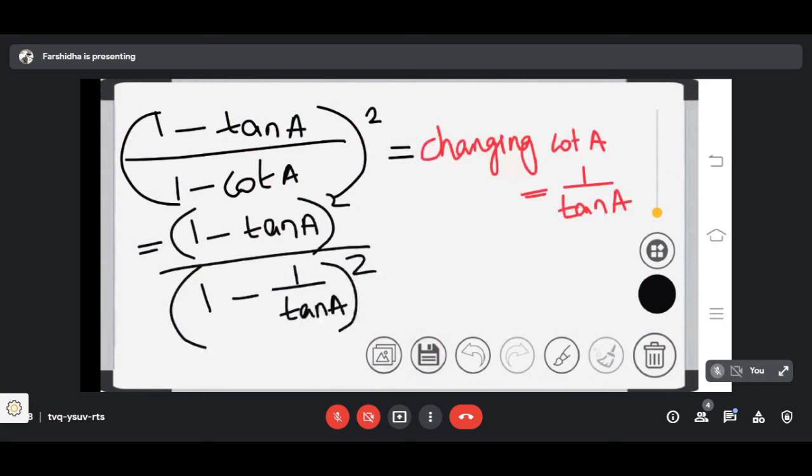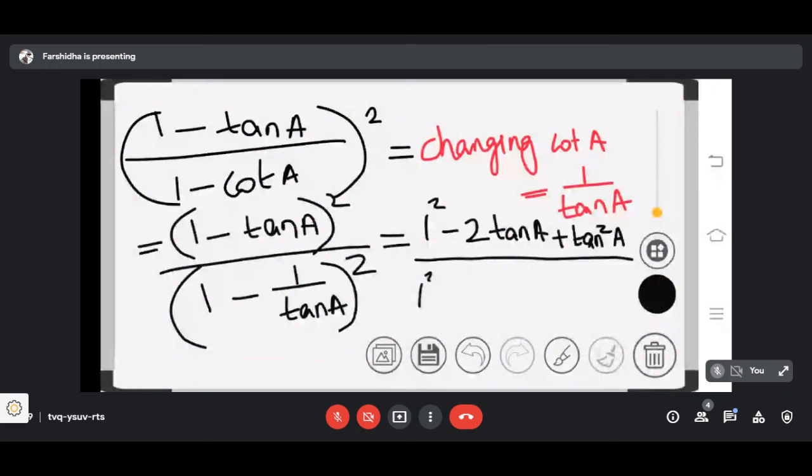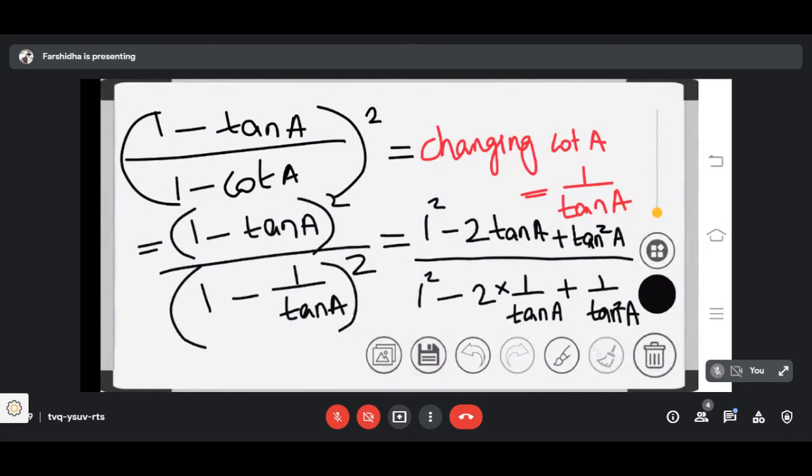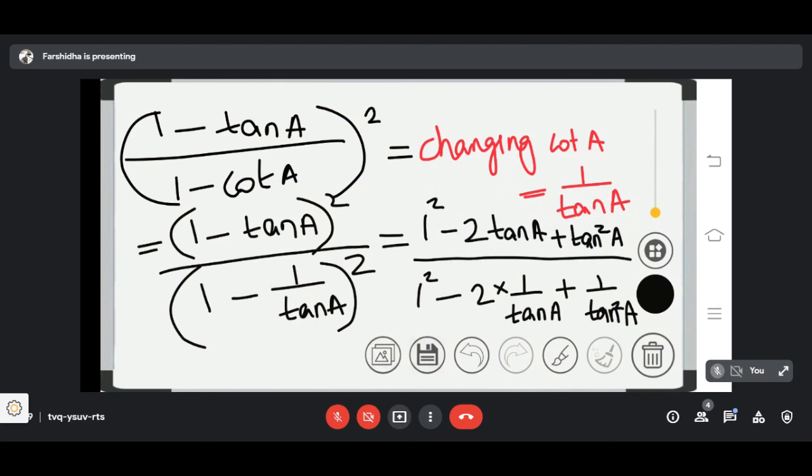Expand it using the identity (a minus b) whole square: a square minus 2ab plus b square. That is a square minus 2ab, 2 into 1 into tan A, plus b square, meaning tan square A. Same way, for the denominator, (a minus b) whole square: a square minus 2ab, 2 into 1 into 1 by tan A, plus b square, (1 by tan A) whole square, that means 1 by tan square A. So by expanding, you'll get 1 minus 2 tan A plus tan square A divided by 1 minus 2 by tan A plus 1 by tan square A.